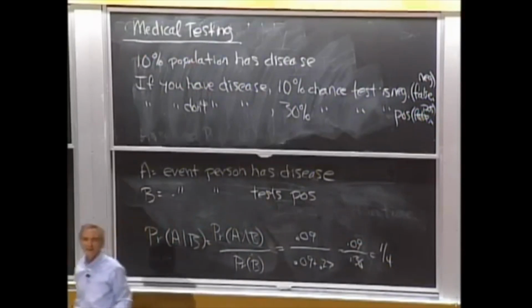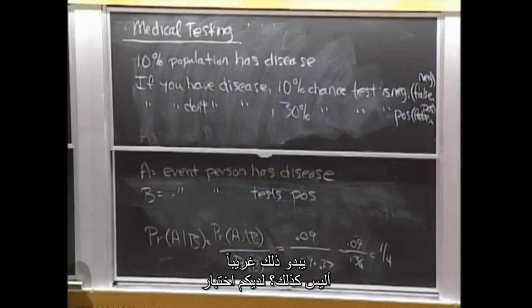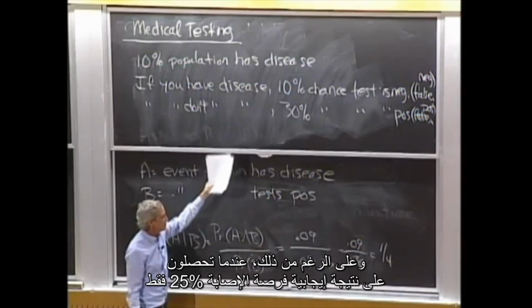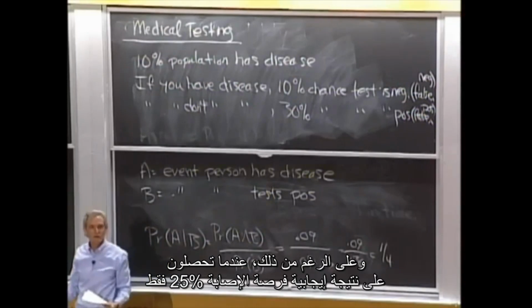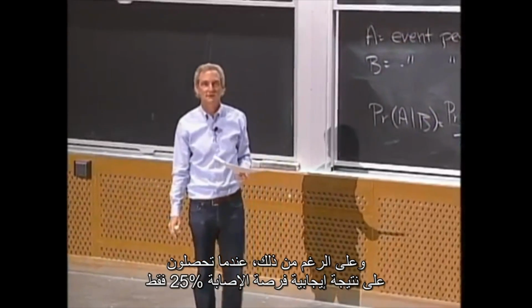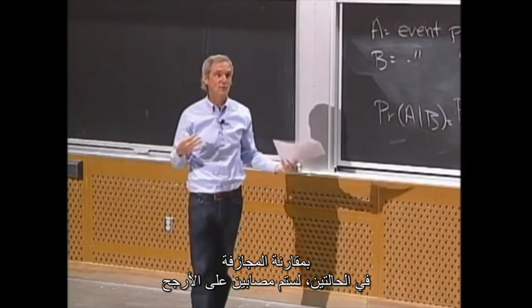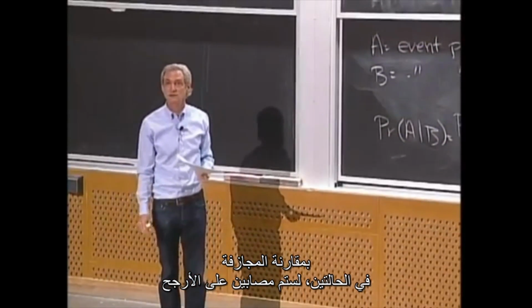Wow. That seems bizarre, right? You got a test with 10% false negative, 30% false positive, yet when you test positive, there's only a 25% chance you have the disease. So maybe you don't take the medicine. You know, if there's risk both ways, probably you don't have the disease.